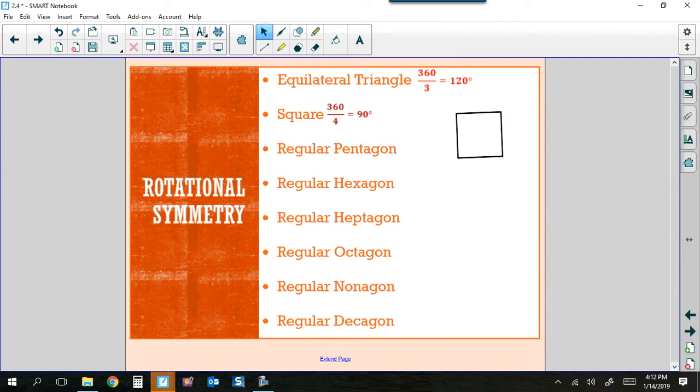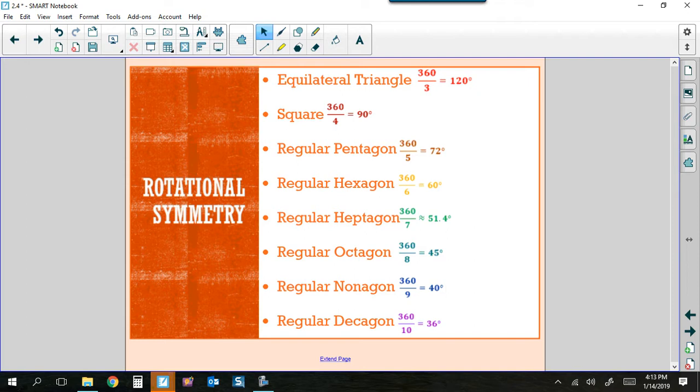So go ahead and pause the video and find your rotational symmetry for the remaining polygons that we have listed here: pentagon, hexagon, heptagon, octagon, nonagon, and decagon. Okay, so you should have come up with the following rotational symmetries. Regular pentagon is going to have a rotational symmetry of 72.